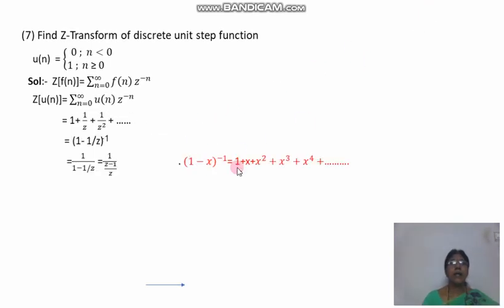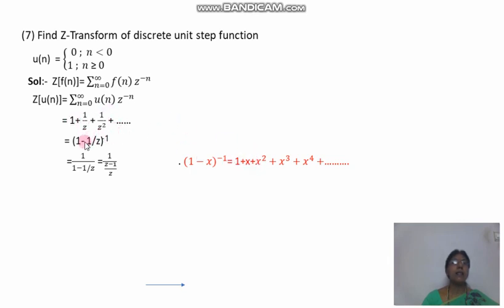Now see this expansion: 1 plus x plus x square plus x cube and so on is equal to (1 minus x) inverse. See this one, 1 plus 1 by z plus 1 by z whole square. 1 plus x means 1 plus 1 by z, x square means 1 by z whole square. So in place of x we have 1 by z in this expansion.